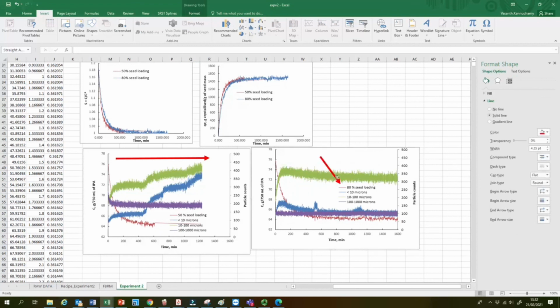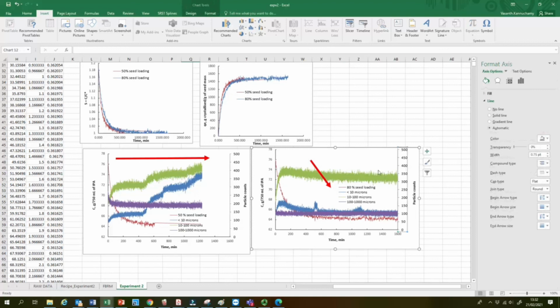You see the seed loading here, and this is your F. On the other side, the second y-axis, I plotted the FBRM counts. So this green, blue, and violet, they all are FBRM counts. Yeah. So I plotted the results already for you.